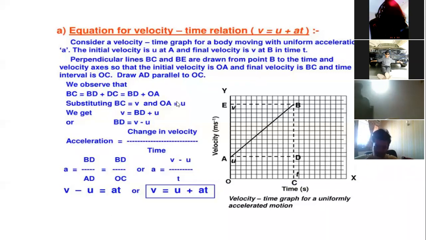In the next session, I'll be taking the same three equations with different numericals to understand where and how to use them. So that's all for today's session.